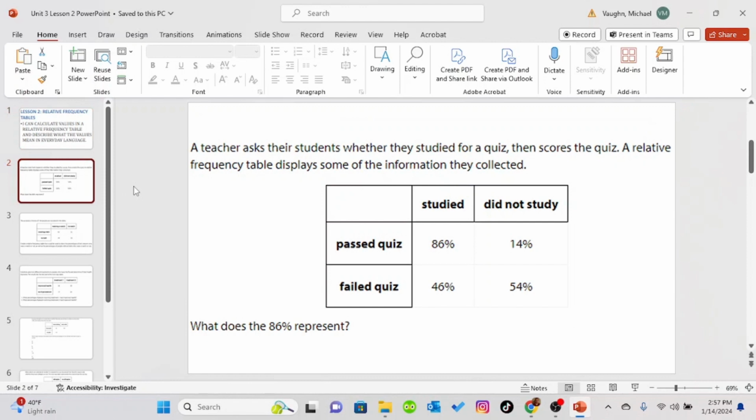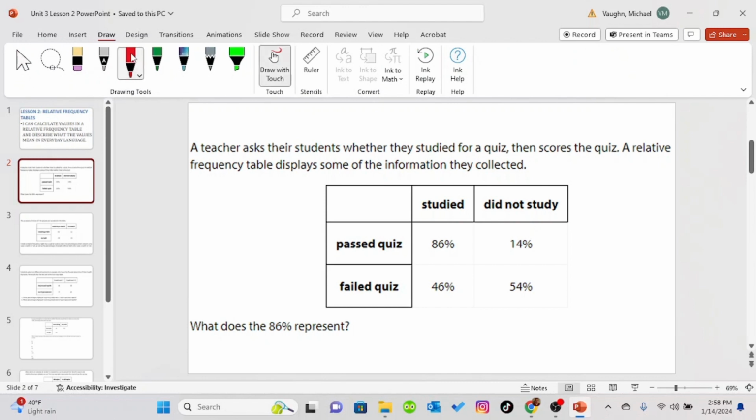A teacher asks their student whether they studied for a quiz, then scores the quiz. A relative frequency table displays some of the information they collected. So we have rows, passed quiz and failed quiz, and we have columns, studied and did not study. Notice that if we look at our rows, the rows add up to 100%.